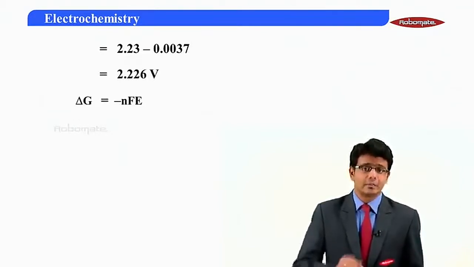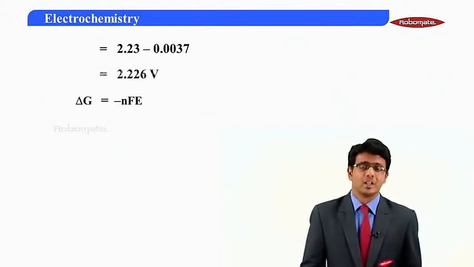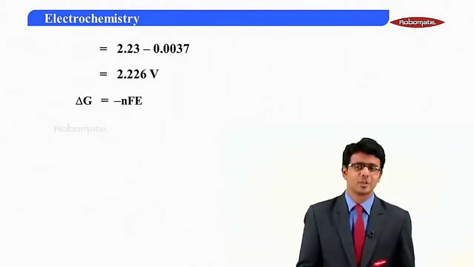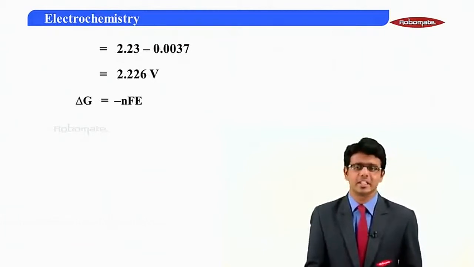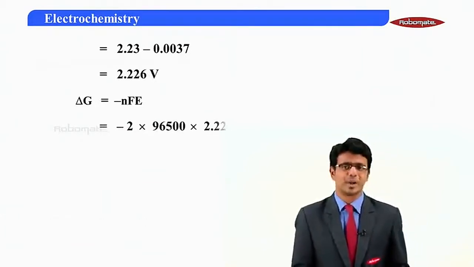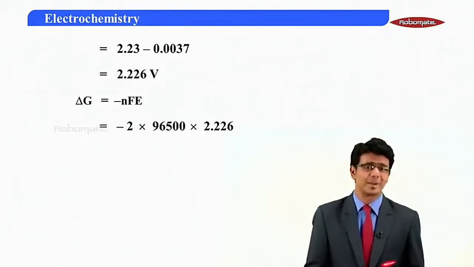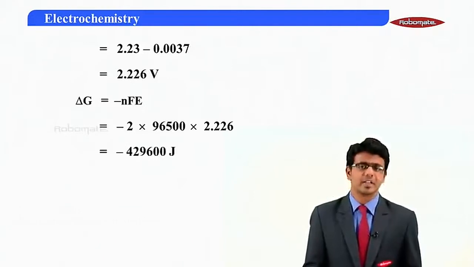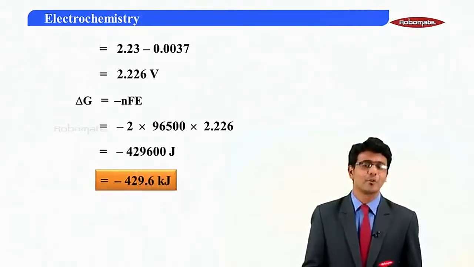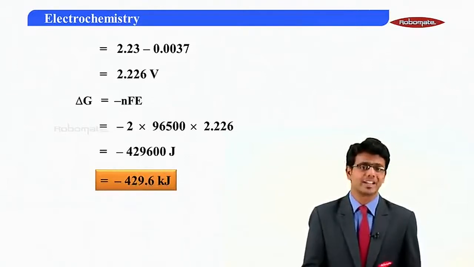So again, finding the value of delta G. Now we have already found the value of E, right? That is E cell. So substituting the values for n, F and E in this particular formula, we have minus 2 multiplied by 96500 multiplied by 2.226. So eventually the answer here we get is minus 4,29,600 joules, that is minus 429.6 kilojoules. So that was the answer for delta G.